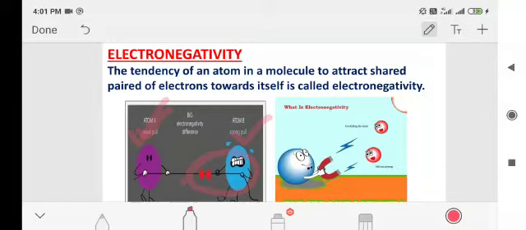In the previous chapter, I told you how the sharing takes place in covalent bonds. So after sharing, if one atom is more electronegative, that atom will pull the shared pair of electrons towards itself. That phenomenon is called electronegativity.